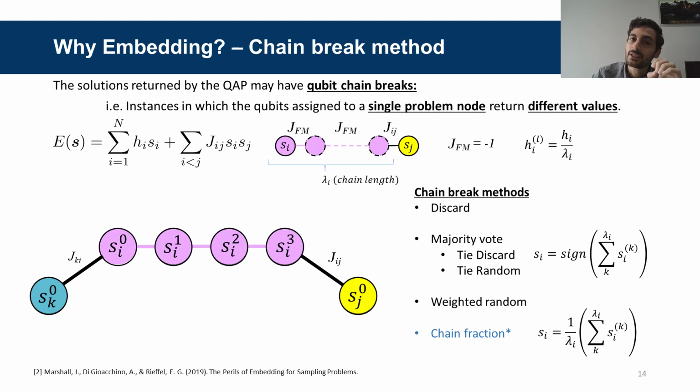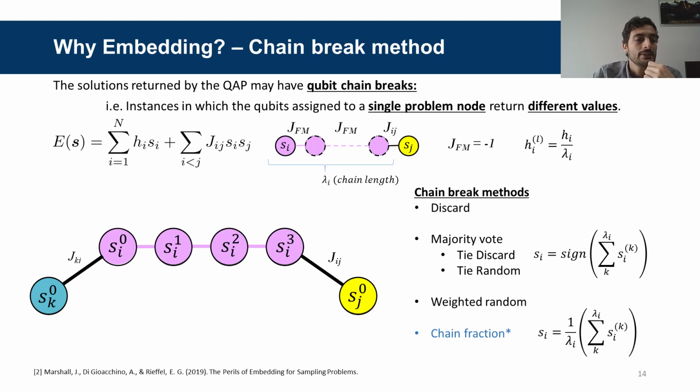This is possible because we end up using those single spin values to calculate expectation values. So we don't need to actually resolve it. We can just keep that information of the chain fraction. And I'll show you some results later. Very small contribution, but I think it's important.